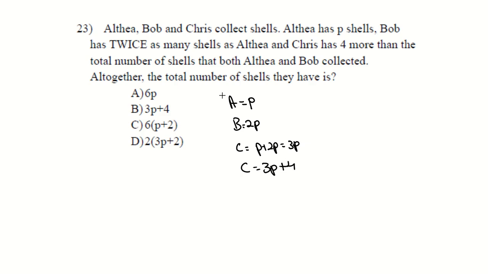If we have to say how much altogether, meaning we're adding it up, so that's P plus 2P plus 3P plus 4. So that's 6P plus 4. We have none of those options. However, let's look at this. If we factorize this out, they have 2 in common. 2 by 3P plus 2. So the answer would be D. And that is how you would have done this question.